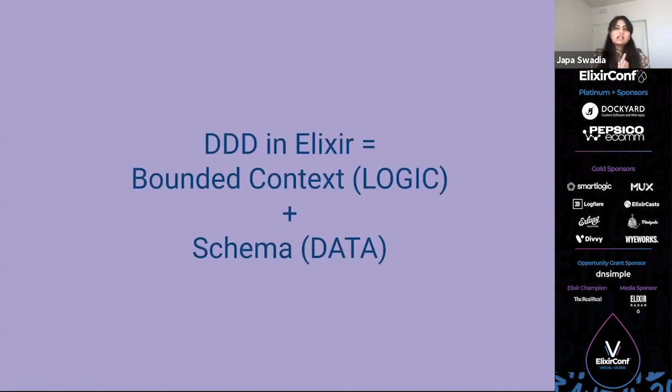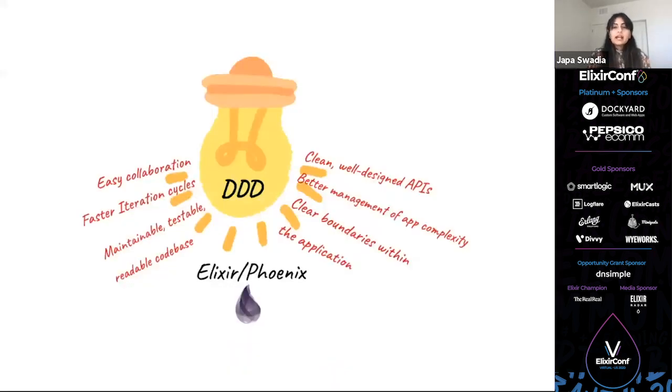So when it comes to DDD and Elixir, bounded contexts for your business logic are the way to go. And for exchanging data, you would usually end up using schemas. And again, to sum up, from some of the wins from the previous slides, when Elixir derives the idea of domain-driven design, there's a ton of benefits, like easy collaboration, clean, well-designed APIs, a maintainable, reusable code base, and just cleaner boundaries within your application.